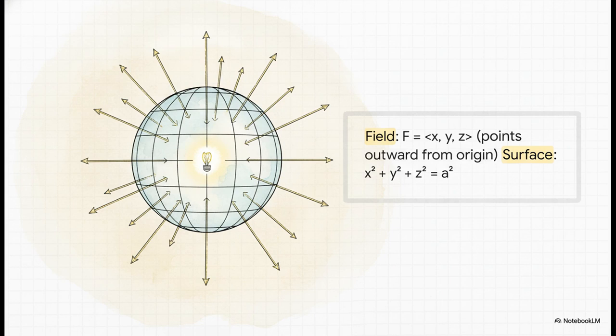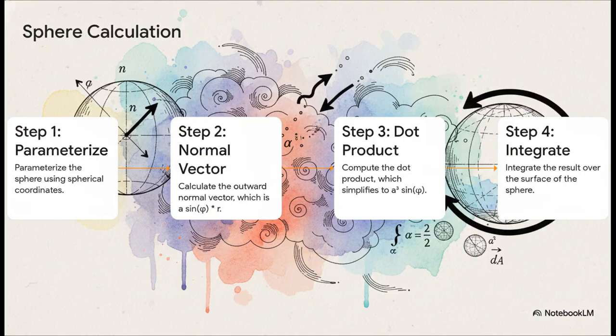But what happens when the surface is curved? Let's level up. We're going to find the flux of a radial field, that's F equals xyz, flowing out from the center of a sphere. You can picture this field like light radiating out from a light bulb in all directions. So the process is the same, but the steps get a bit more involved.